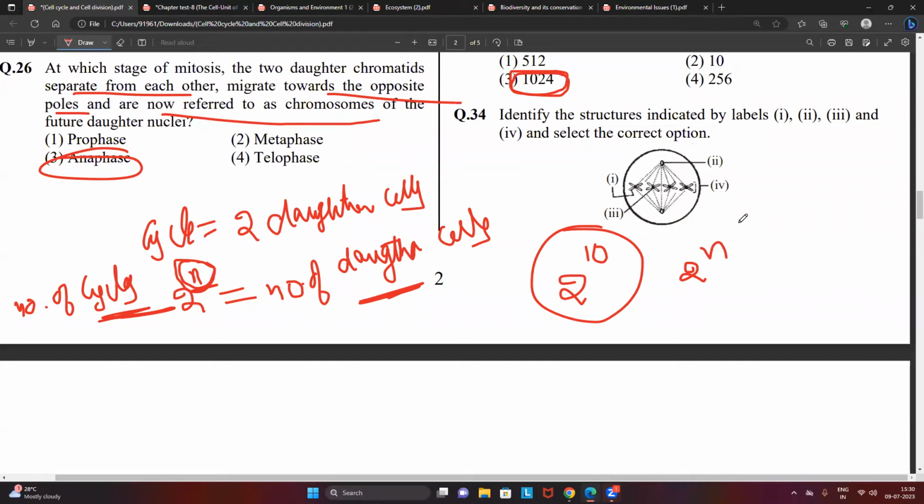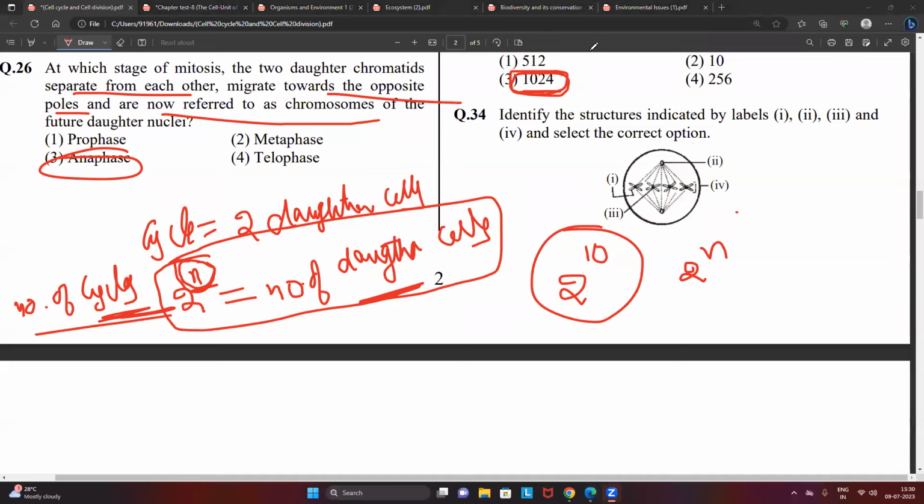So you try to multiply it. 2 2s are 4, 4 2s are 8, and keep on doing that. Obviously, you are going to get the 1024. Every student, remember this formula: 2 power n equals the number of daughter cells. N represents the total number of cycles.